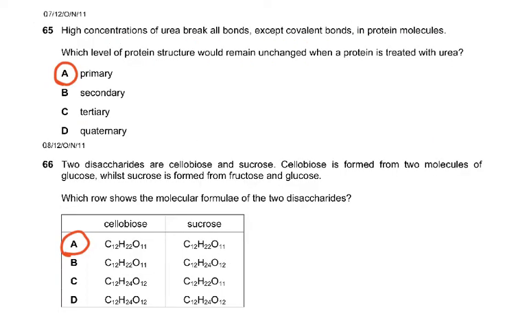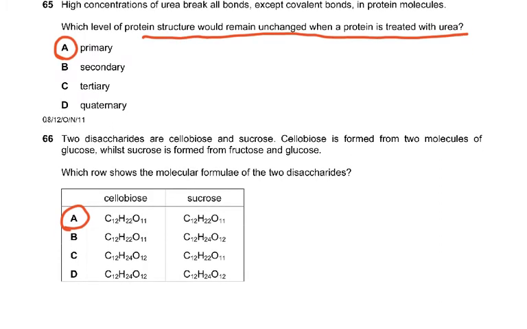High concentrations of urea break all bonds except covalent in the protein molecule. Which levels of protein structure would remain unchanged when a protein is treated with urea? Covalent bonds are the peptide bonds and the disulfide bonds, but other bonds, of course, are not. So, covalent primary would, of course, remain intact because the peptide bonds are covalent bonds.